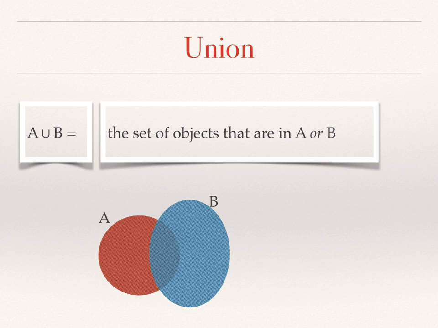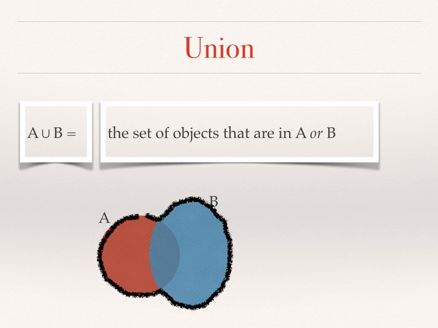Let's say we have the set A and the set B, represented by this red area and blue area respectively. Now the union of A and B is a set that consists of all the elements that belong to A or B. That is why I drew that thick black line around both A and B, because what the union does is pick out every element in A or B.